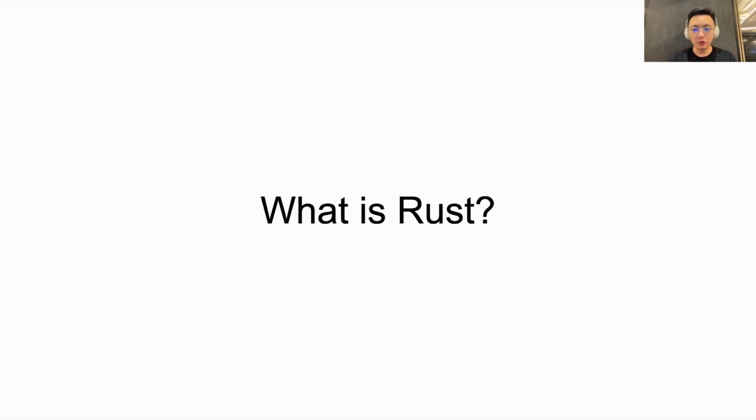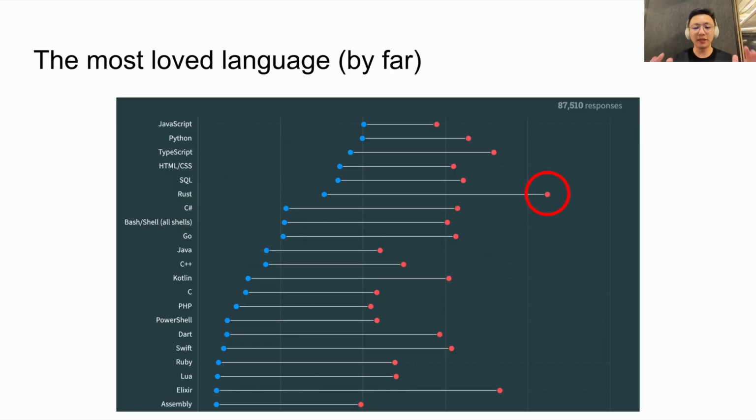All right, so what is Rust? You might have heard of this language before. It's apparently the most loved language. You can see this red circle is the percentage of developers who've used Rust who want to keep using it next year. That's more than 80%. It's a lot of people and way more than most of the other languages on this board.